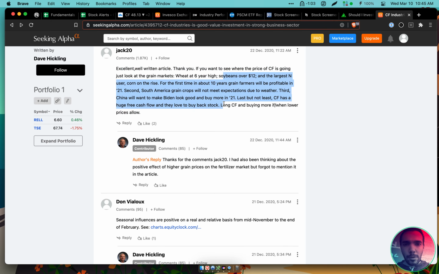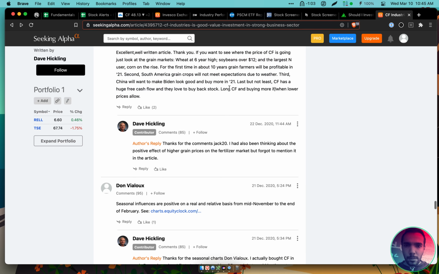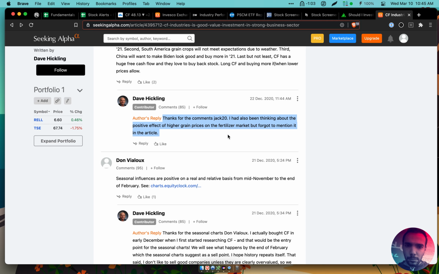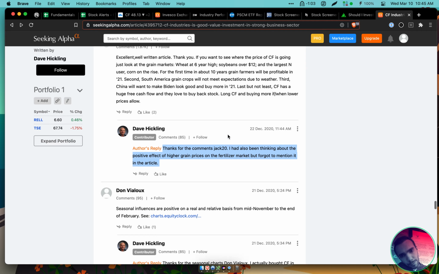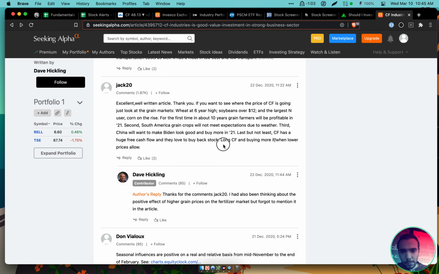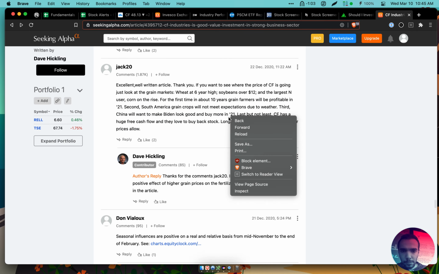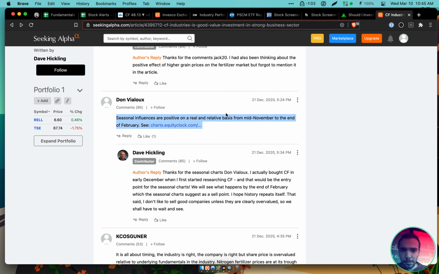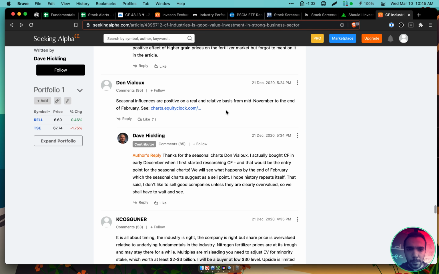First time in 10 years, grain farmers will be profitable in 21. Positive effect of higher grain prices on fertilizer. Okay. Seasonal influences are positive on a real and relative basis.